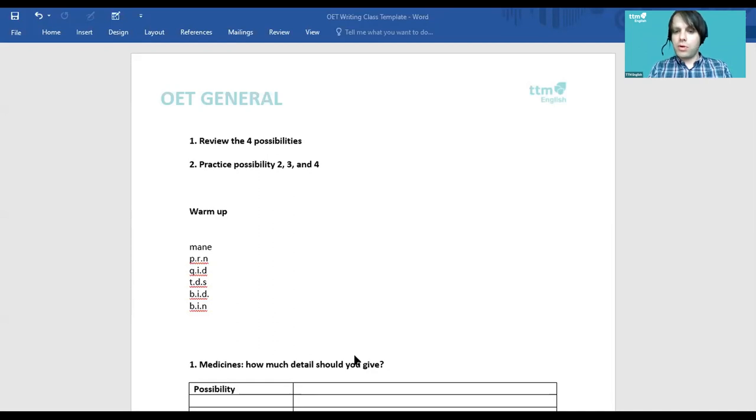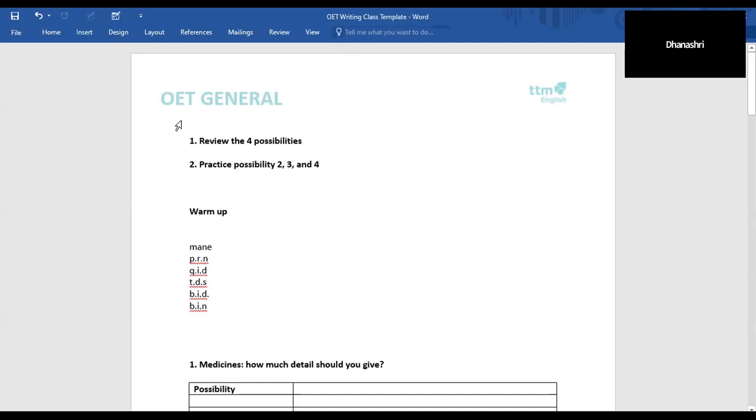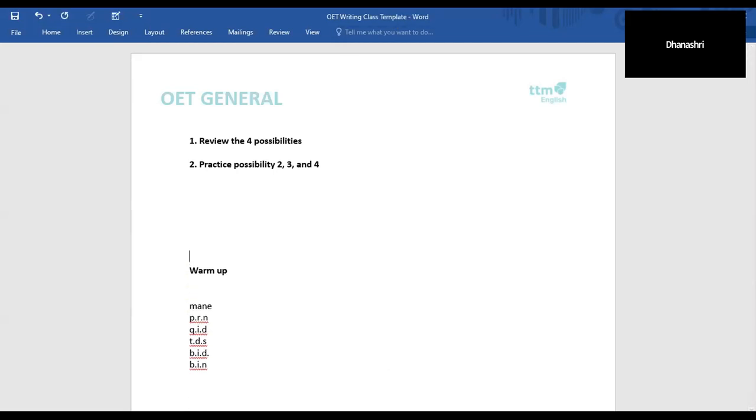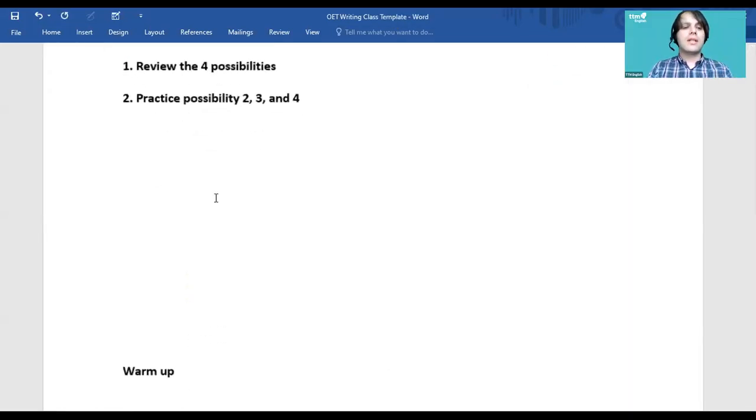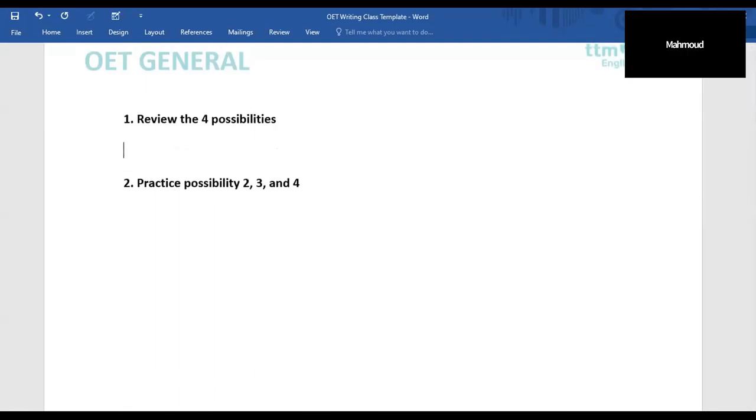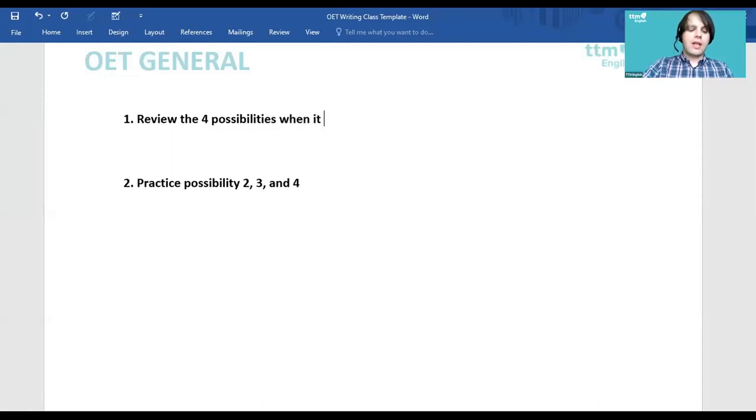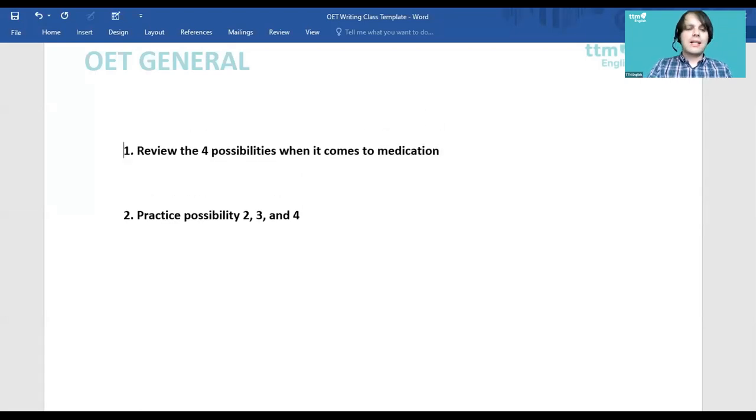I just want to go through with all of you what it is we're doing today. So the first thing, let me just ask someone. Mahmood, are you there? I am here. Sir, tell me, what is the first thing we're going to do in this class? Review the four possibilities? Yeah, the four possibilities. Thank you. So that's when it comes to medication. We're talking about OET writing here, of course. So we're going to review the four possibilities.